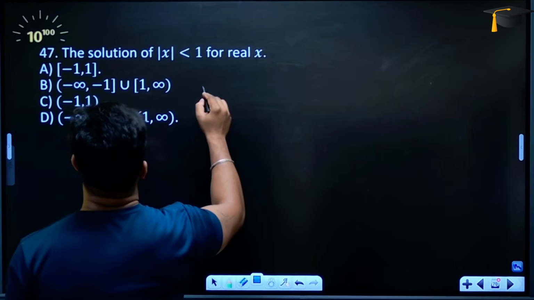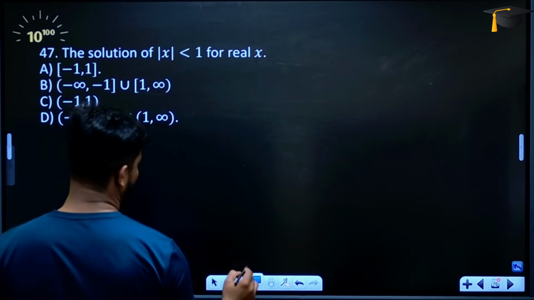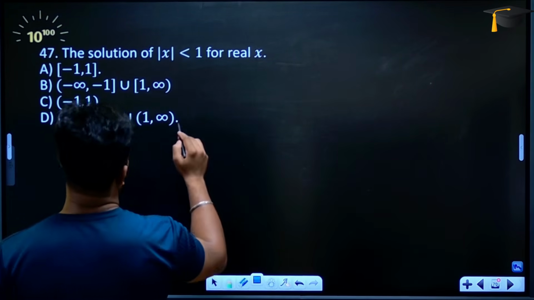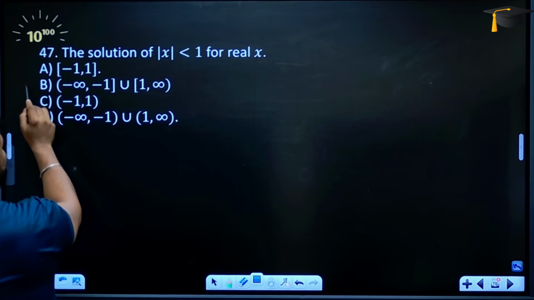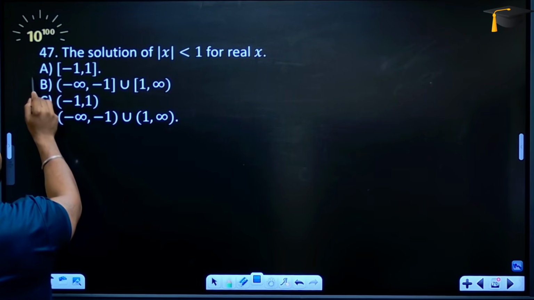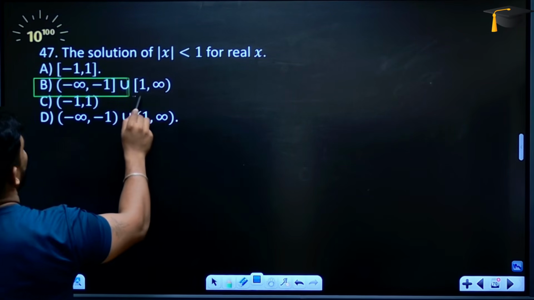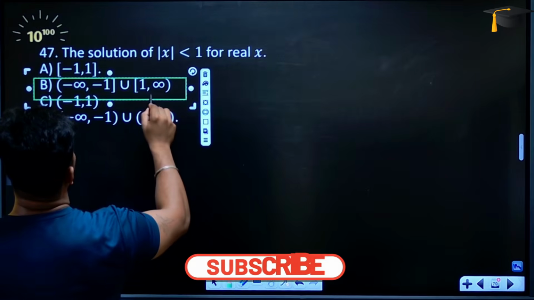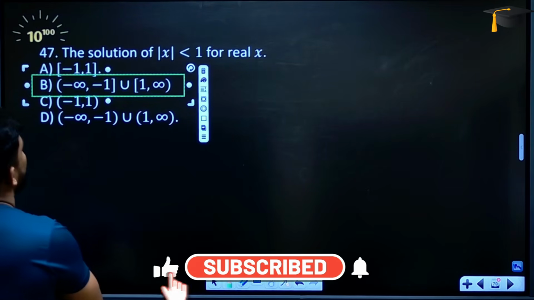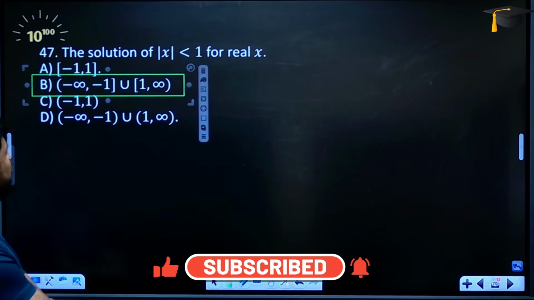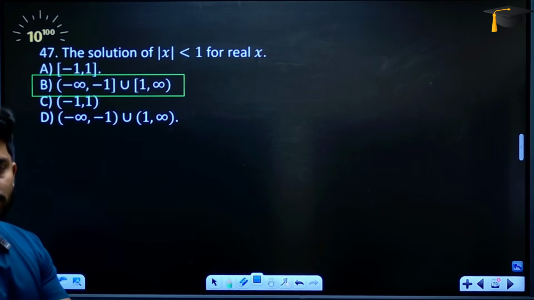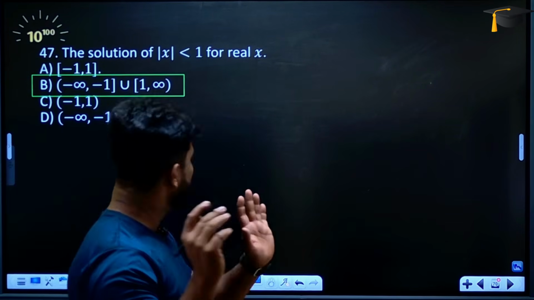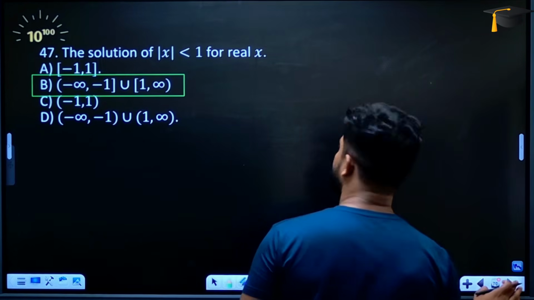So mod x less than 1, right? Okay, mod x less than 1, the answer is, yeah, option B is the right answer. Minus infinity to minus 1 and 1 to infinity. Option B is the right answer. Minus 1 to plus 1, the number will not be included. So option B is the right answer.